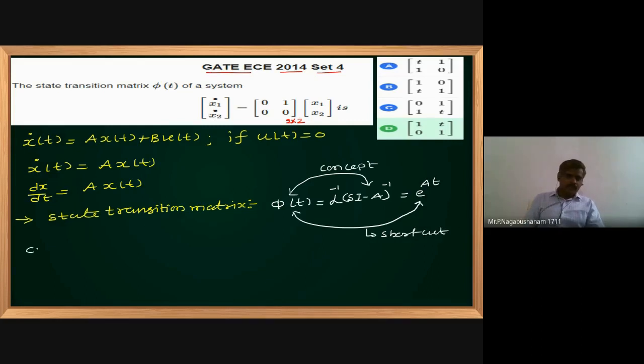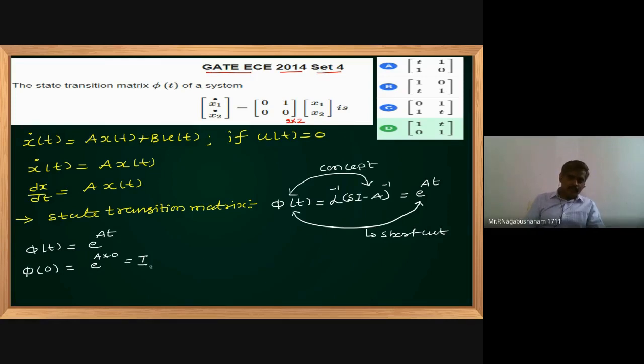Let me take the shortcut first. E power At. So how to check which one, as we are having 4 multiple choices? Out of 4 multiple choices, which is the correct one, I told you the first property: replace t equal to 0. Please listen, I'm replacing t equal to 0. Then e power A into 0 is matrix I. Then A is a 2 by 2 matrix.